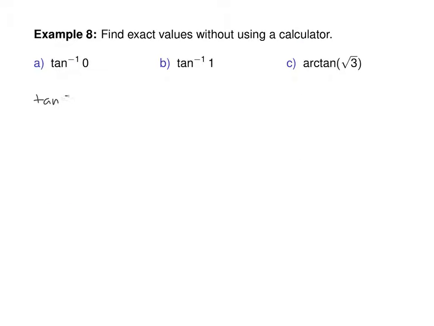So tangent of what angle gives you 0? Look at your unit circle in this interval. I'm going to write down these points. This is the point 1, 0. This is the point 0, -1. And this is the point 0, 1.